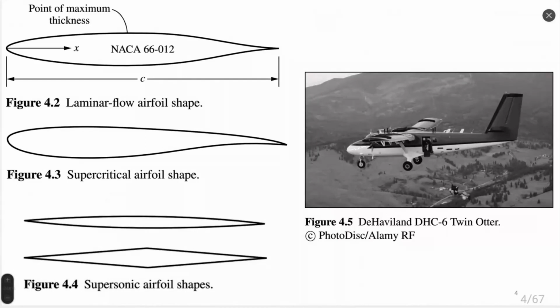So here we can see two cases. Figure 2 is a laminar airfoil, which has significantly reduced drag and a very high lift to drag ratio. These laminar airfoils are mostly used for low velocity flight. And the supercritical airfoil has a completely different shape, and is very good for flight near the critical Mach number, which is close to Mach 1.